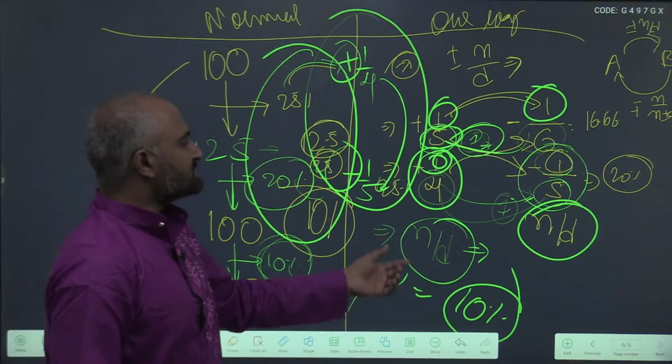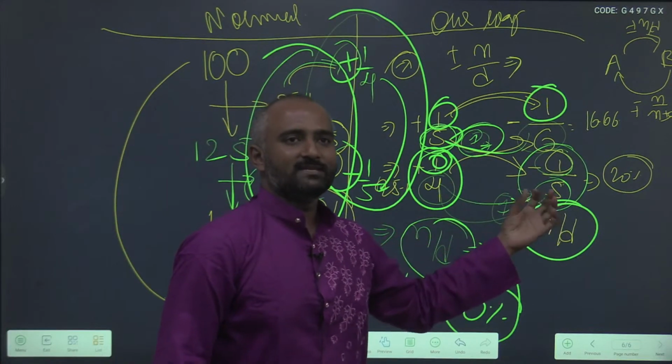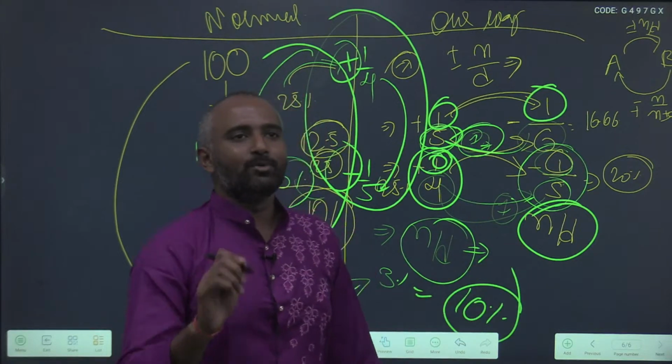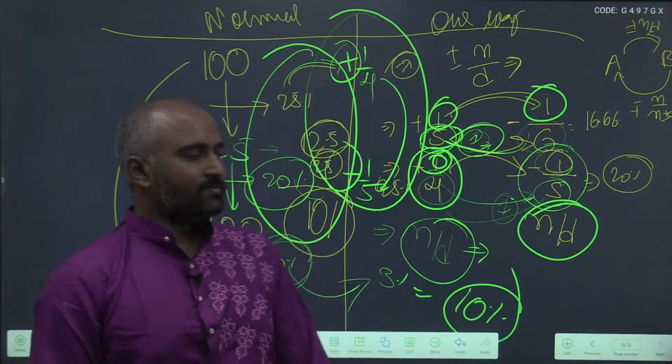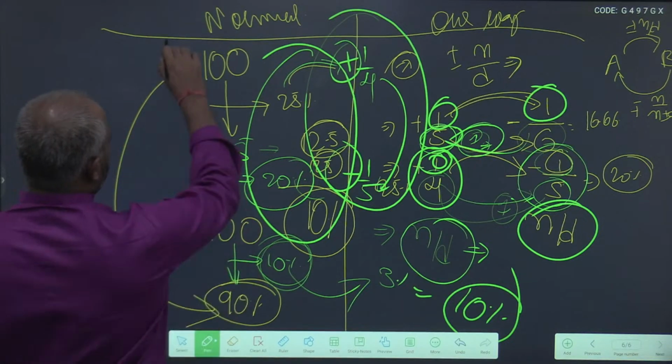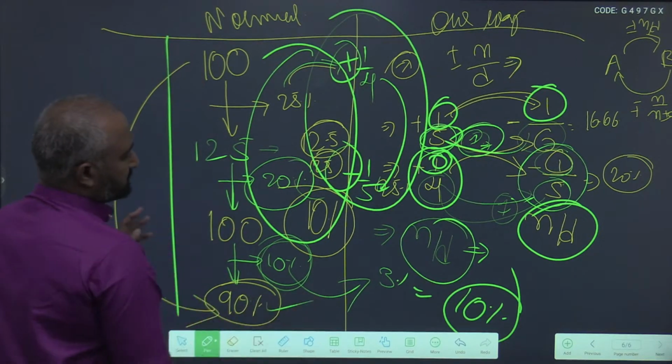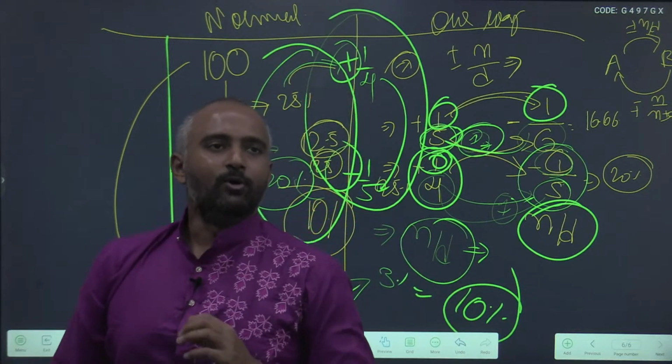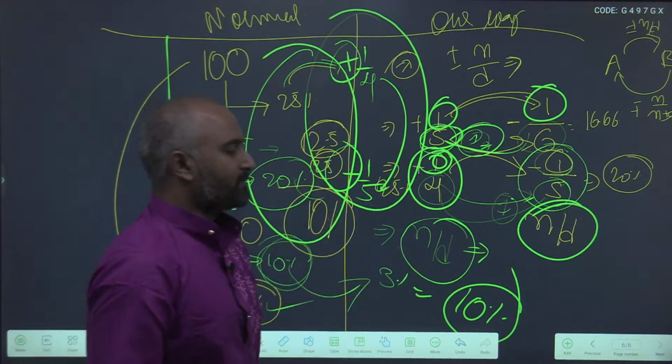If you just understand this observation, this becomes an oral problem. You need not even put your pen on your paper. Solving through the normal way, it is 10%, or if you go through our way too, it is 10%. The only advantage is you need not even put your pen on your paper.